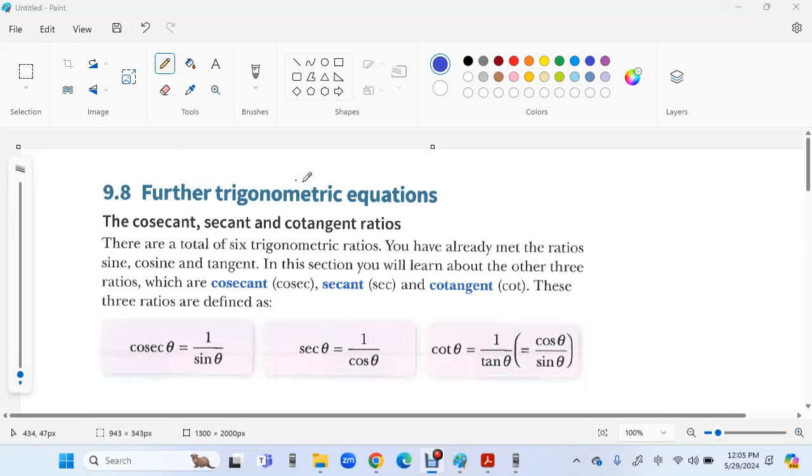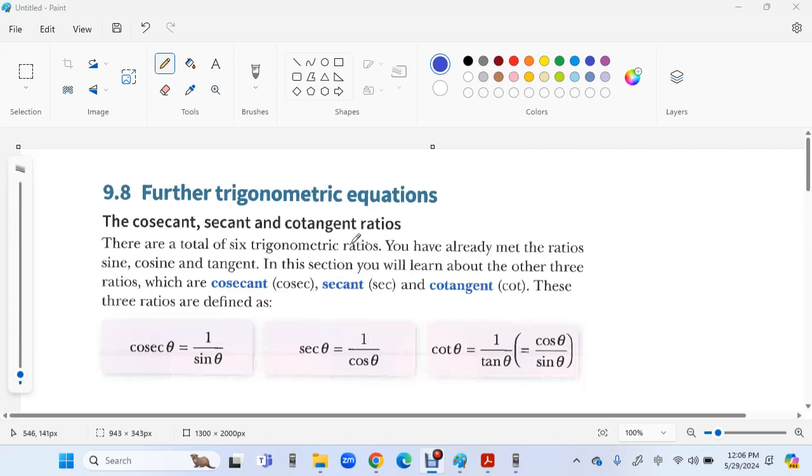9.8 further trigonometric equation. We have cosecant, secant, and cotangent ratio. So actually in the trigonometric ratio, we have 6. Before this, we already learned 3, that is tangent, sine, and cos. Okay, sine, cosine, tangent. In this section, you will learn about the other 3 ratios, which are cosecant, secant, and the cotangent.